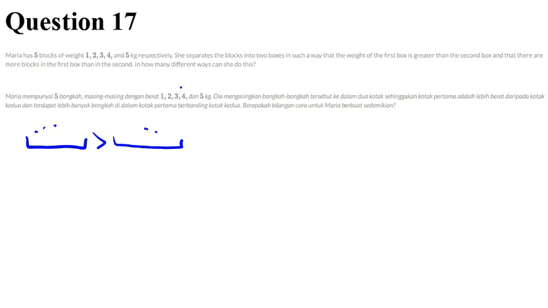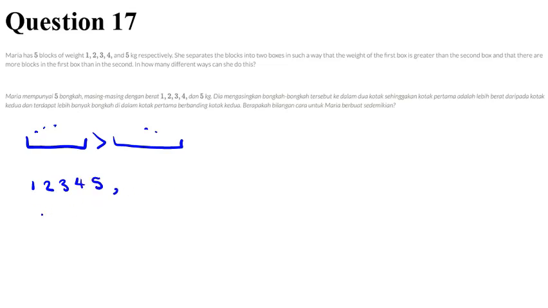So for example here, 3, 2. In how many different ways can she do this? Now we consider all cases. So here, if you have 5 weights, you have 1, 2, 3, 4, 5, and here we don't have anything.